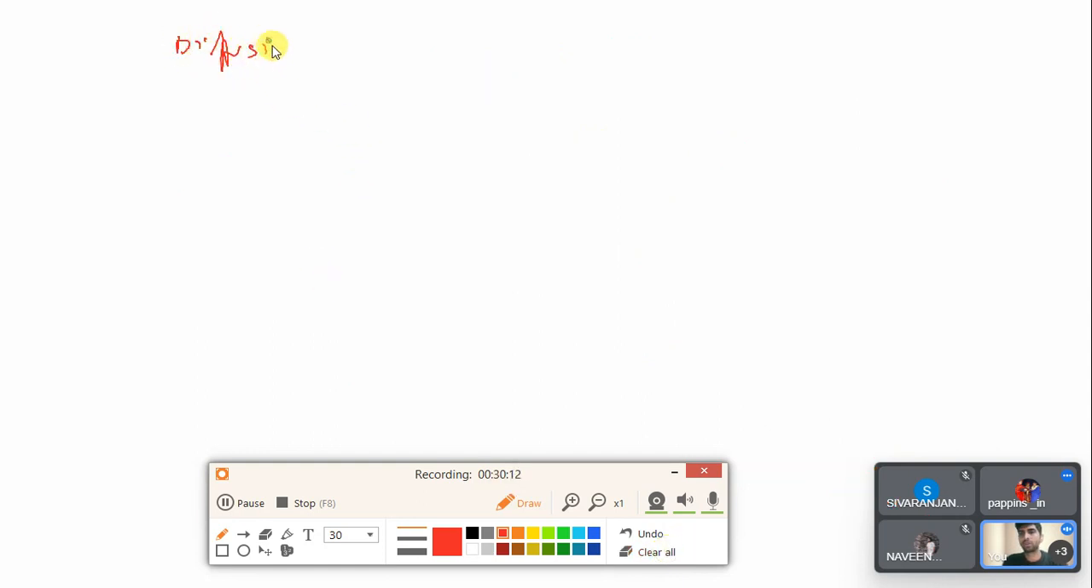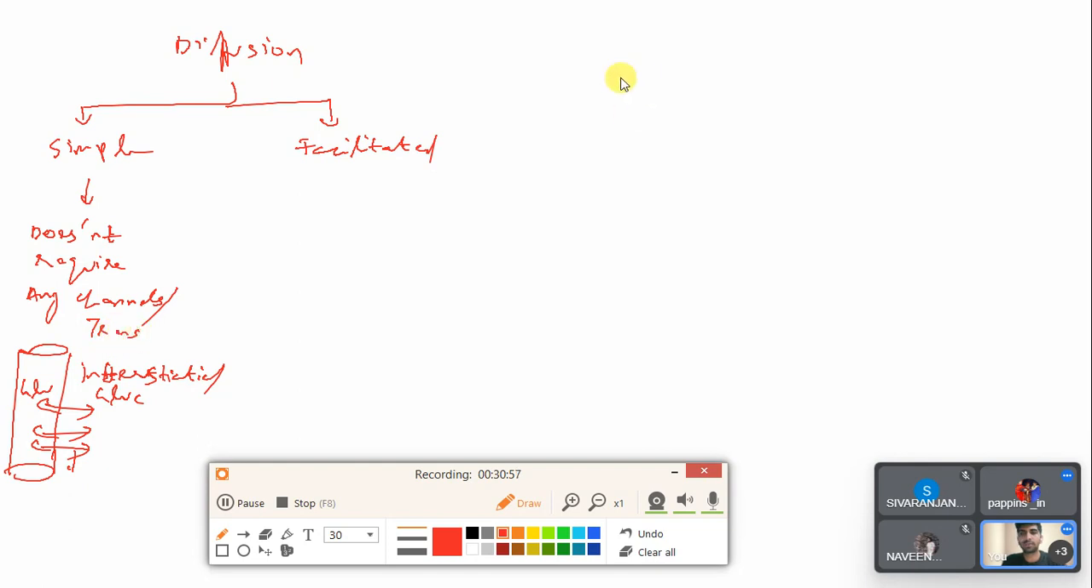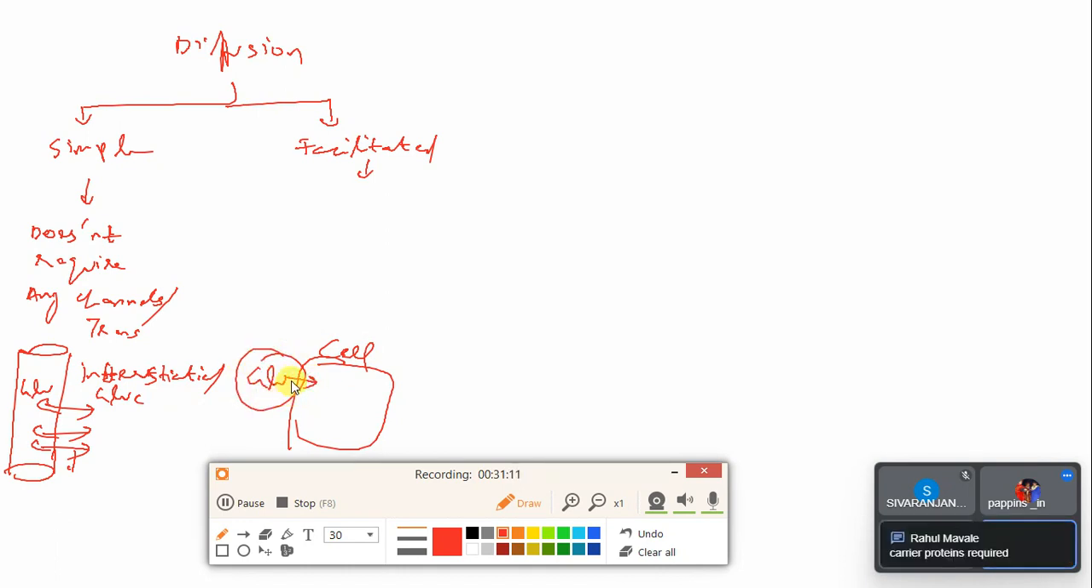We were talking about diffusion. One is simple, one is facilitated. Simple diffusion is basically what we learned: between the blood capillaries and the interstitial fluid, glucose diffuses easily. It does not require any channels or transporters. While in facilitated diffusion, from the interstitial fluid to the cell, since glucose is a very large molecule for the cells, it has to go via carrier proteins. These channels are required, so transporters are required here.